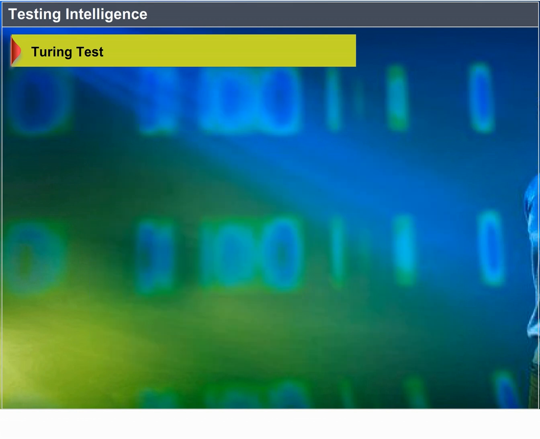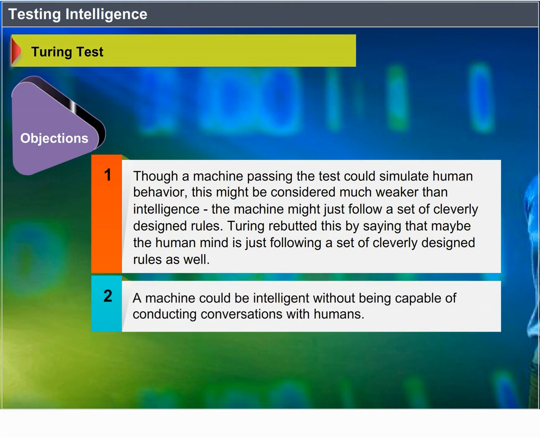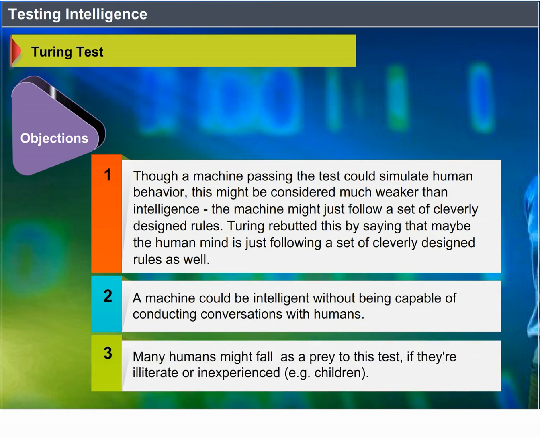Objections. Though a machine passing the test could simulate human behavior, this might be considered much weaker than intelligence. The machine might just follow a set of cleverly designed rules. Turing rebutted this by saying that maybe the human mind is just following a set of cleverly designed rules as well. A machine could be intelligent without being capable of conducting conversations with humans. Many humans might fall prey to this test if they are illiterate or inexperienced. Example, children.